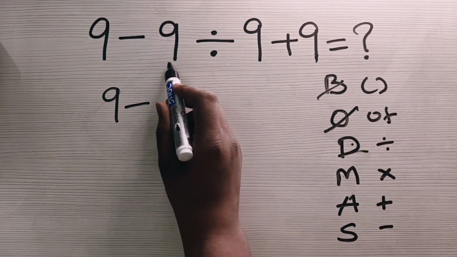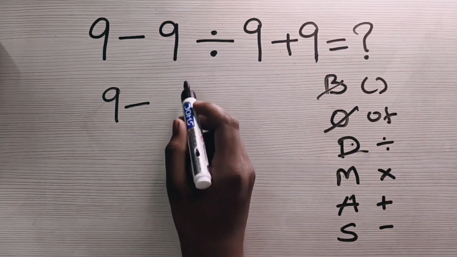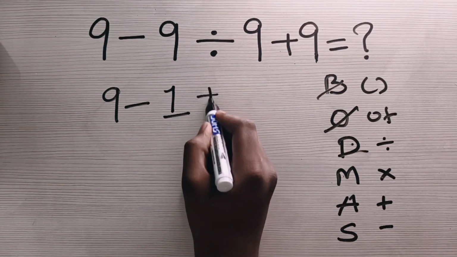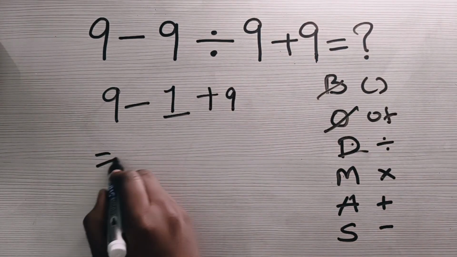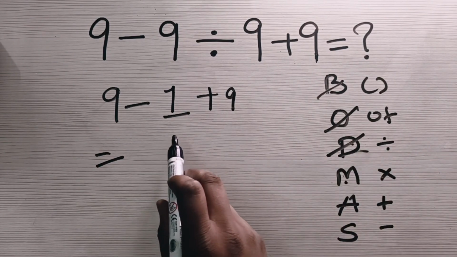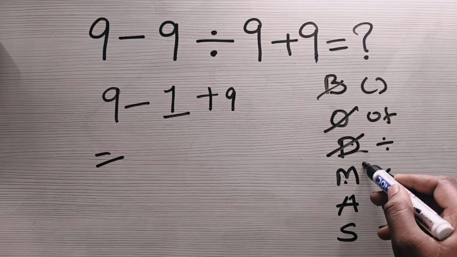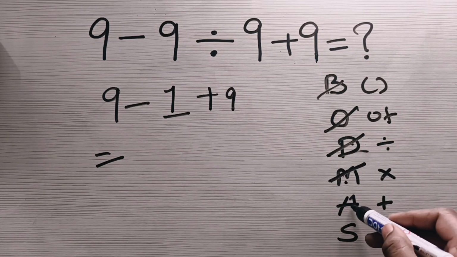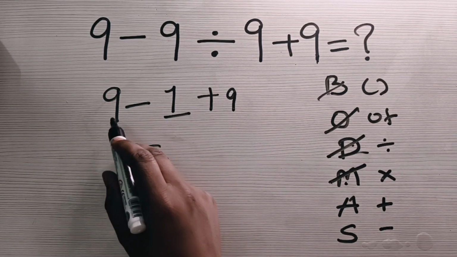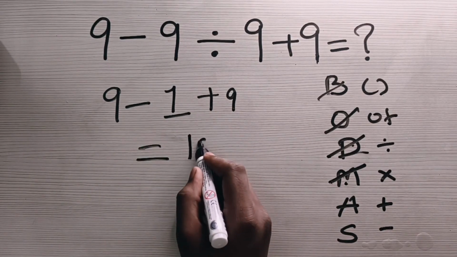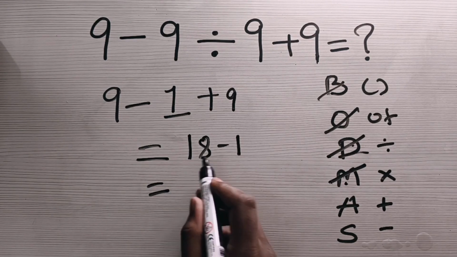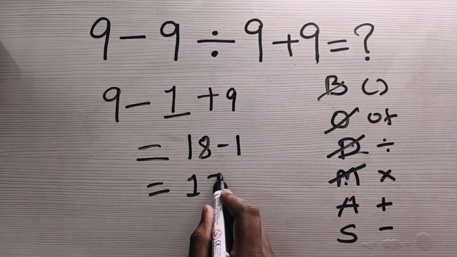So let's do division. 9 divided by 9. What is 9 divided by 9? It is 1, plus 9. Next, after division we have multiplication, but in the question we don't have multiplication, so no need for multiplication. Next, addition. So for addition terms we have 9 plus 9, which is 18, minus 1. Next, 18 minus 1 is 17.